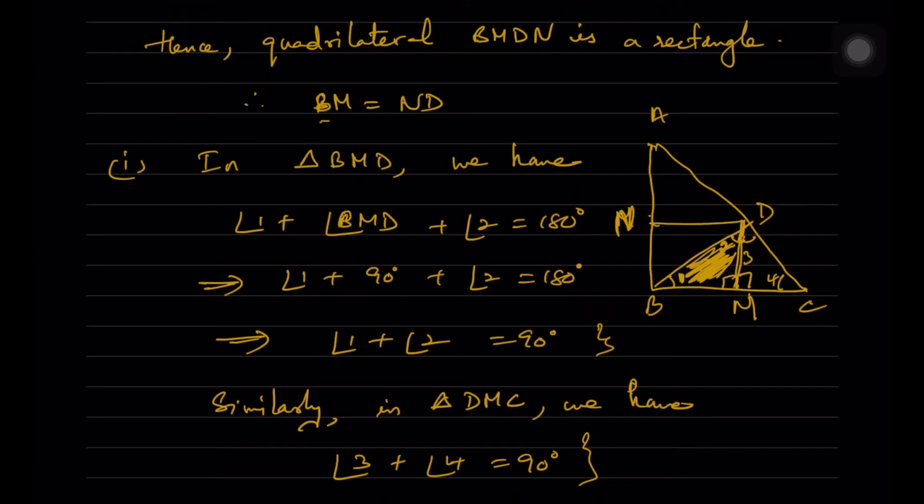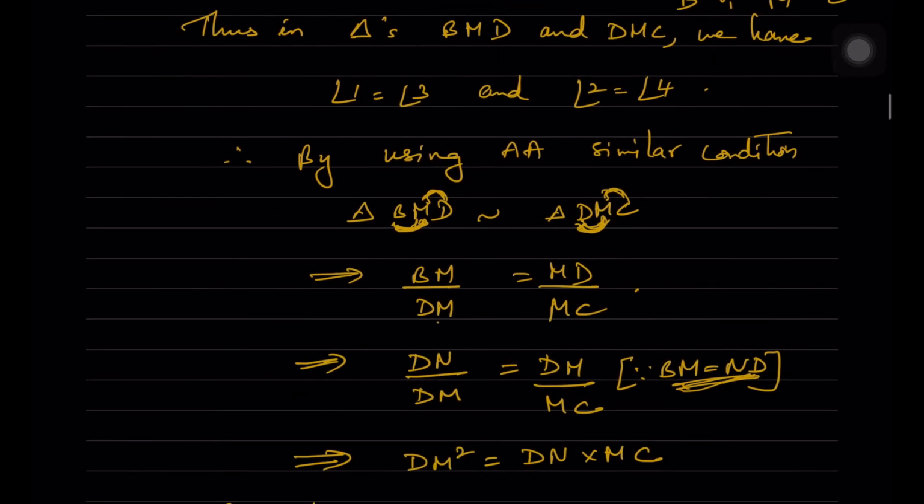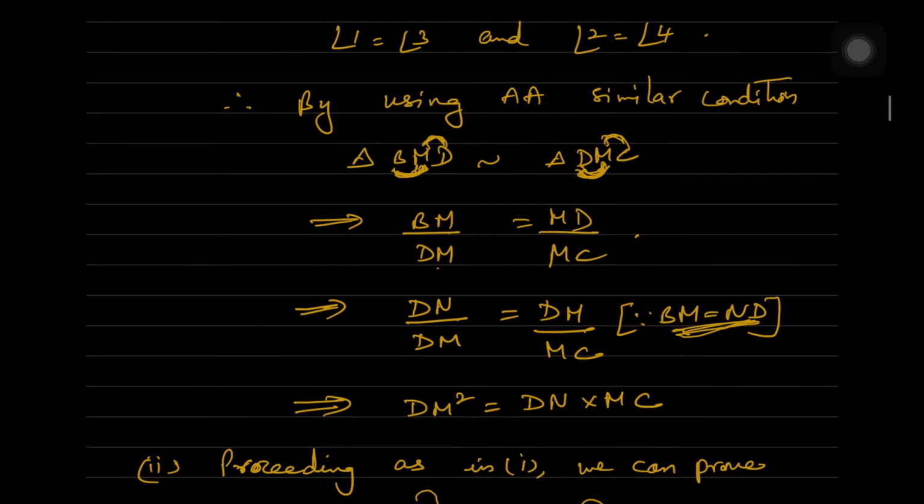Since the quadrilateral BMDN is a rectangle, we have that BM is equal to DN. From this figure also you can see that opposite sides are equal. So this is equal to MD by MC, or you can write MD as DM by MC. Therefore, if you cross multiply, you will get DM square is equal to DN into MC. Hence the first part is proved.